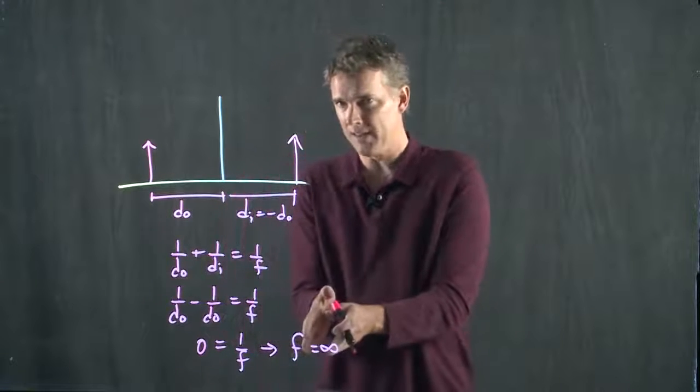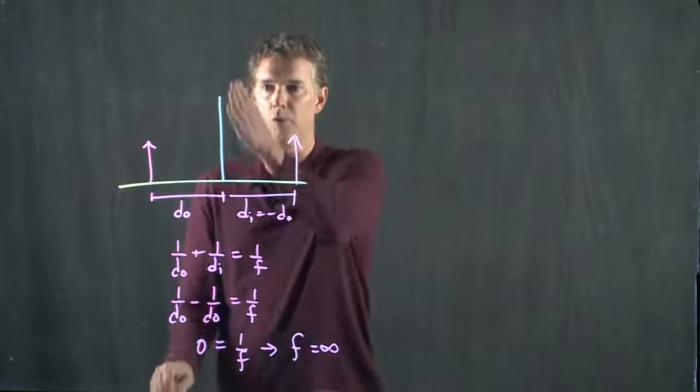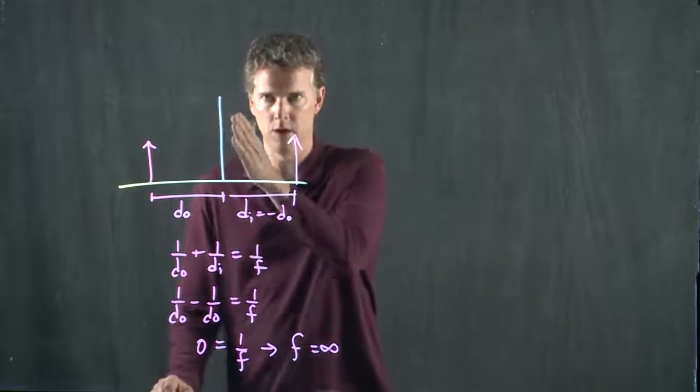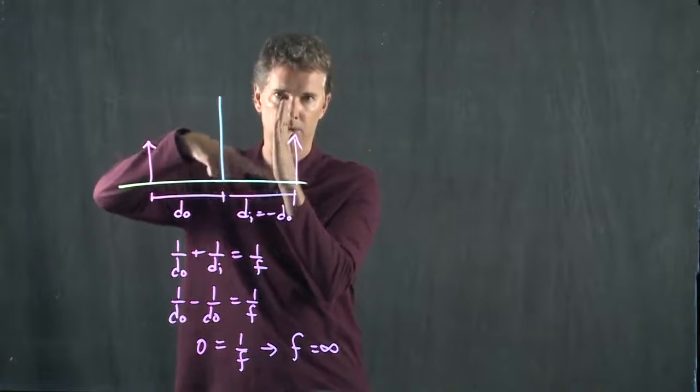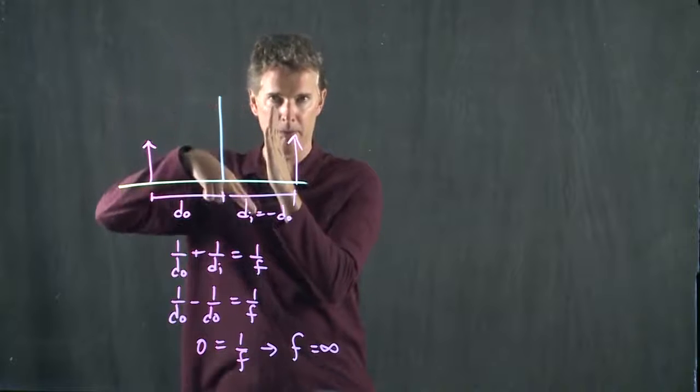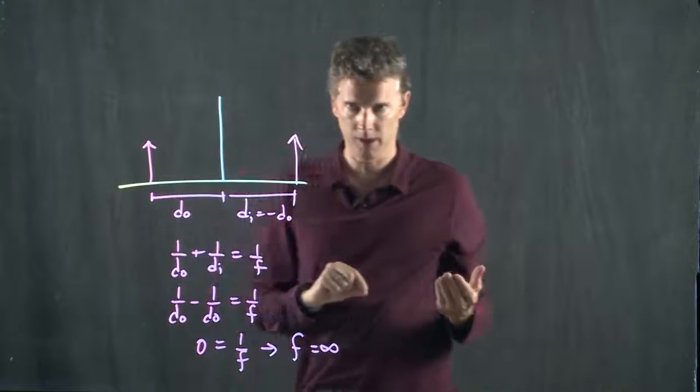Remember that focal length is related to radius of curvature, and so you're really asking the question, what is the radius of curvature of a flat mirror? In other words, what saw would cut out a flat mirror? A saw that had a radius that was infinity.